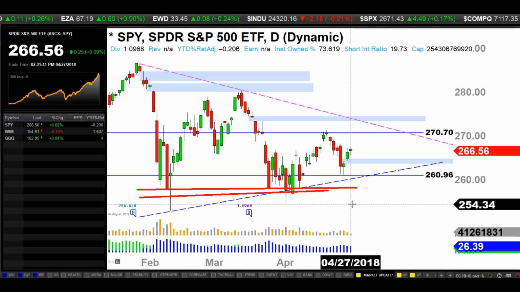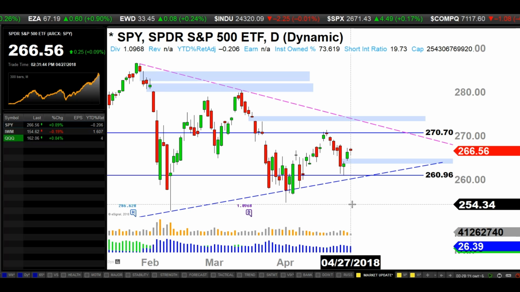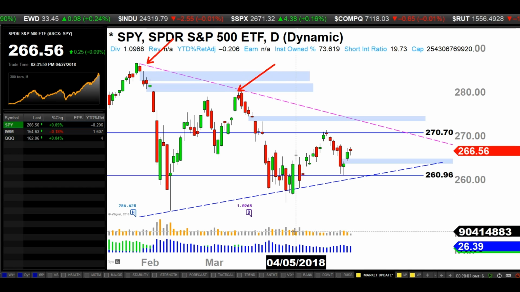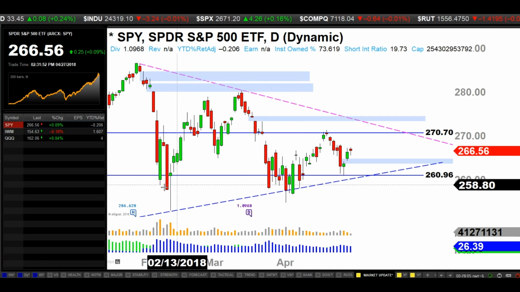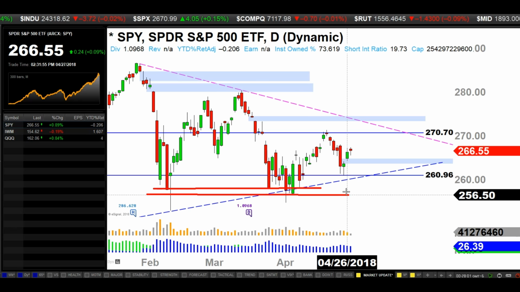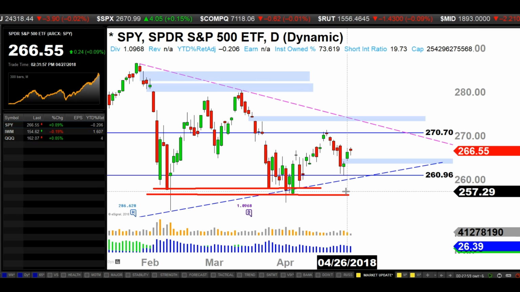What is the definition of a downtrend? Well, the definition of a downtrend is lower highs and lower lows. Right now, we do have a lower high, as we can see, but we do not have a lower low in the intermediate, and we actually have equal lows. Because of that, we can look at this more as a consolidation phase, not a downtrend. We're not in a downtrend.